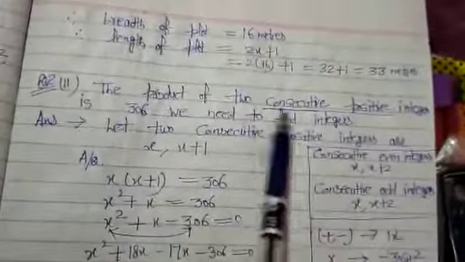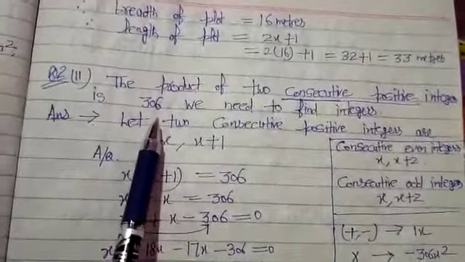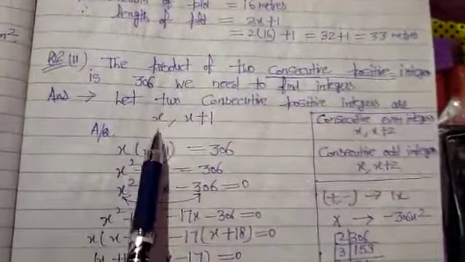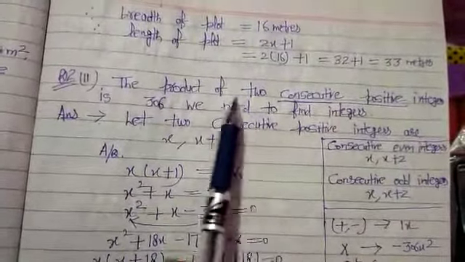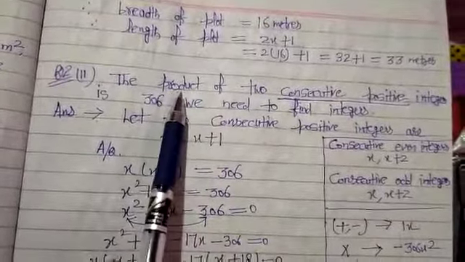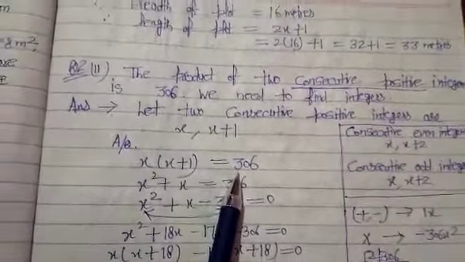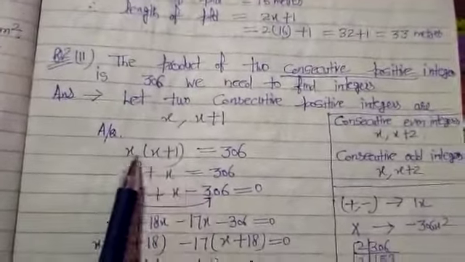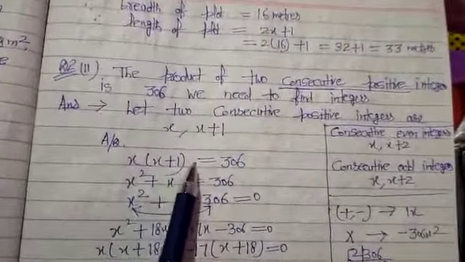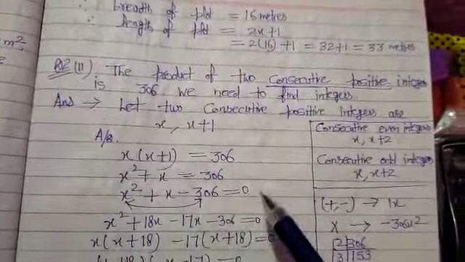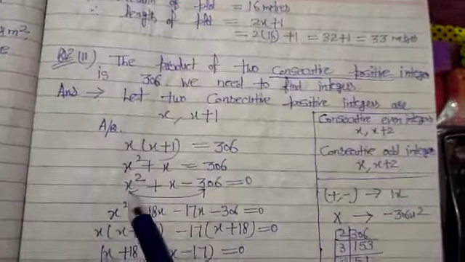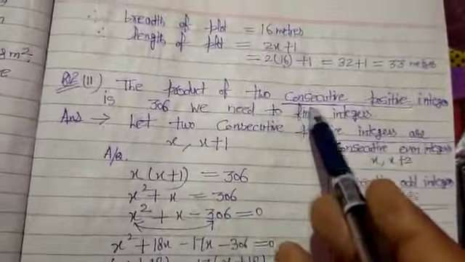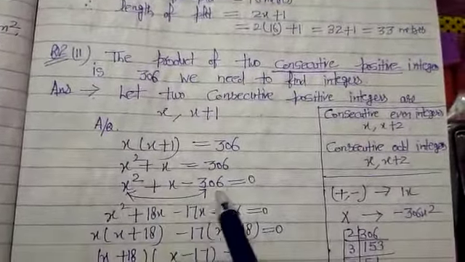So here the question is: the product of two consecutive positive integers is 306. We need to find the integers. Let us suppose that the two positive integers are x and x plus 1. Product means multiplication, and the product is given as 306. So when we multiply x into x plus 1, we get x square plus x, which is equal to 306. Shift 306 to the left side: we get x square plus x minus 306 is equal to 0.